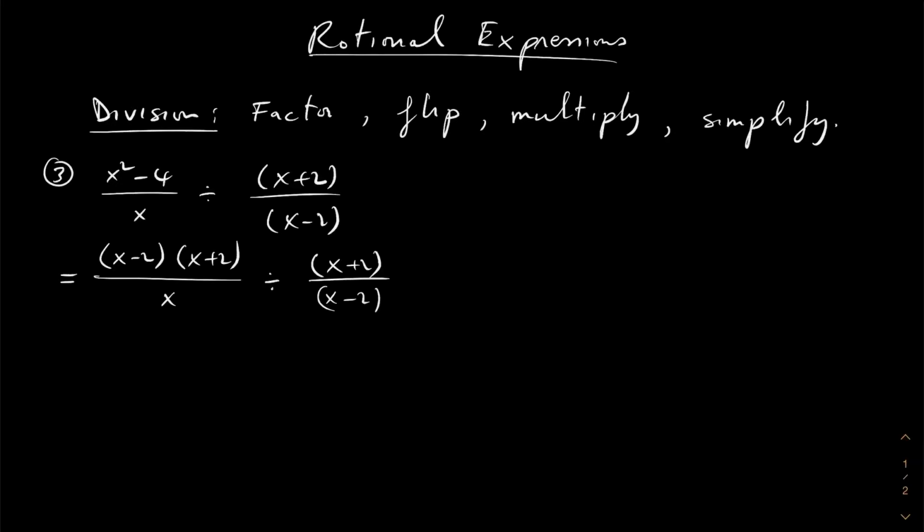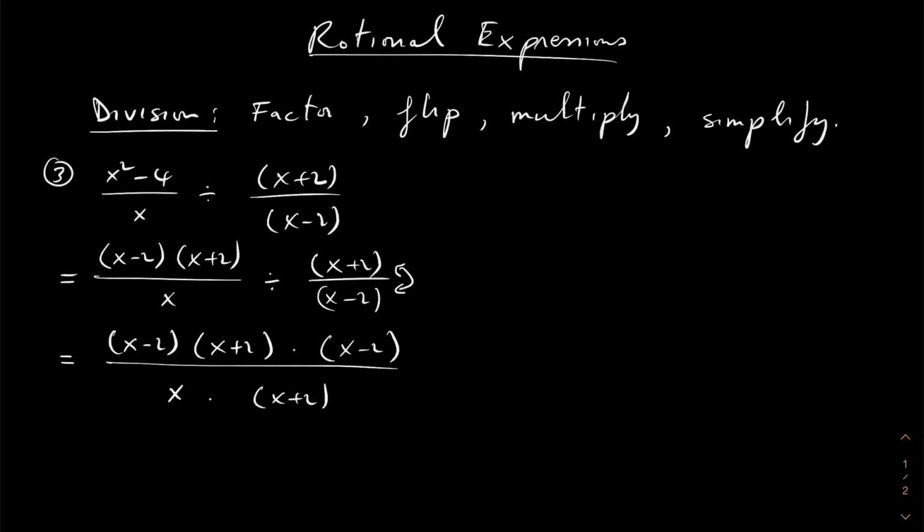And so the next step would be to turn this division into a multiplication by flipping the second rational expression. That means to rewrite its numerator as denominator and denominator as numerator. And so we're going to have x minus 2 multiplied by x plus 2 multiplied by x minus 2, divided by x multiplied by x plus 2. So last step, let's simplify it through. And so we're going to have x plus 2 and x plus 2 gone. And so our final answer is going to be x minus 2 times x minus 2 divided by x.